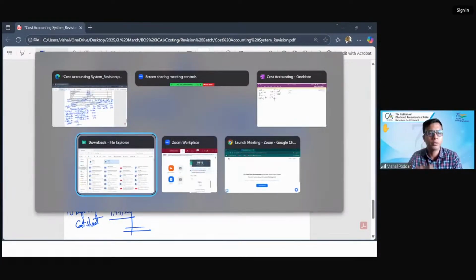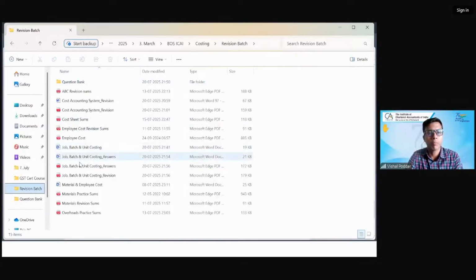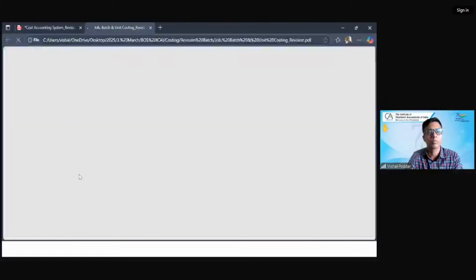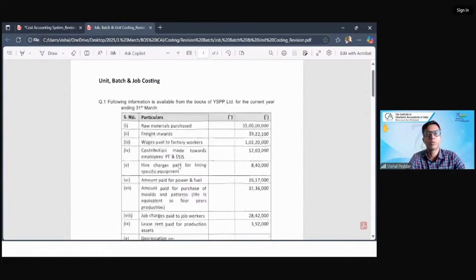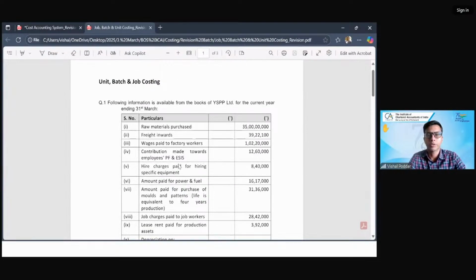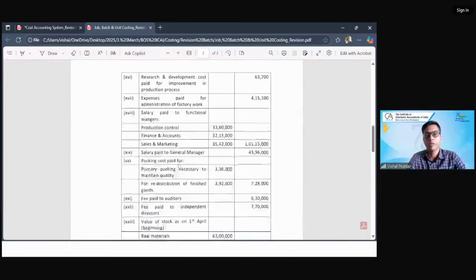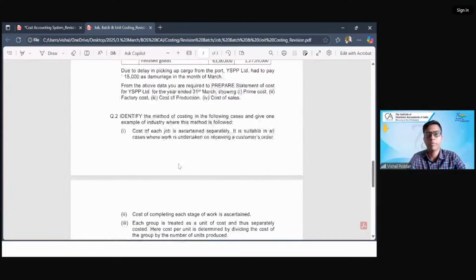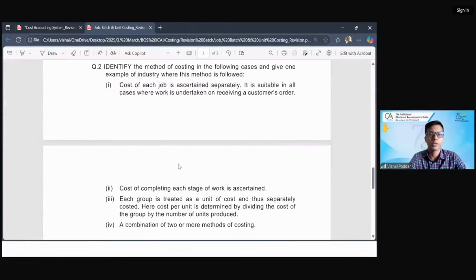Let me take you to another topic which is covered here, which is they've asked you to even do job batch and unit costing. We did the cost sheet sums in the previous class, though I've taken one more lengthy sum. But before that, let me take you to something which is different. So you also get a conceptual based question, which is like this. So let us take up this conceptual based question.